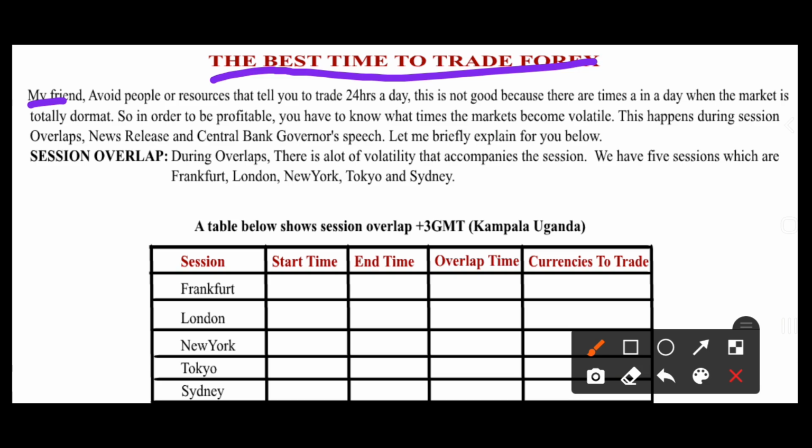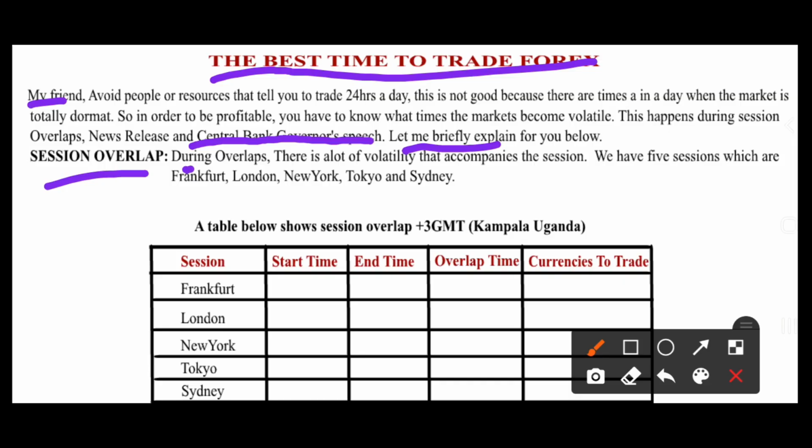We know that the Asia session is active, but again, it's not that active. So in order to be profitable, you have to know what times the market becomes volatile. This happens during overlaps, news releases, and central bank governors' speeches. So let me briefly explain for you below.